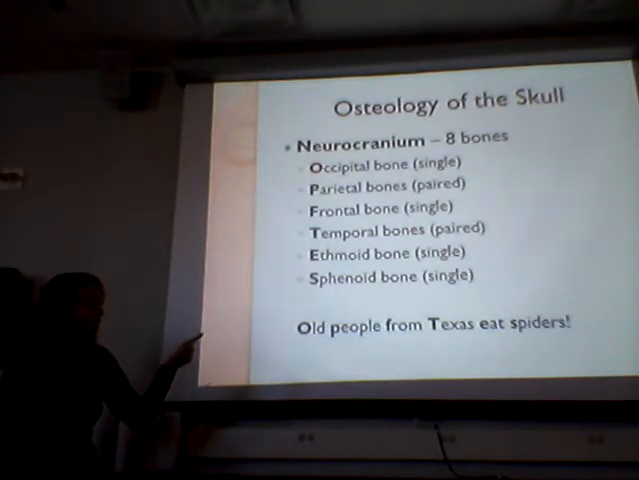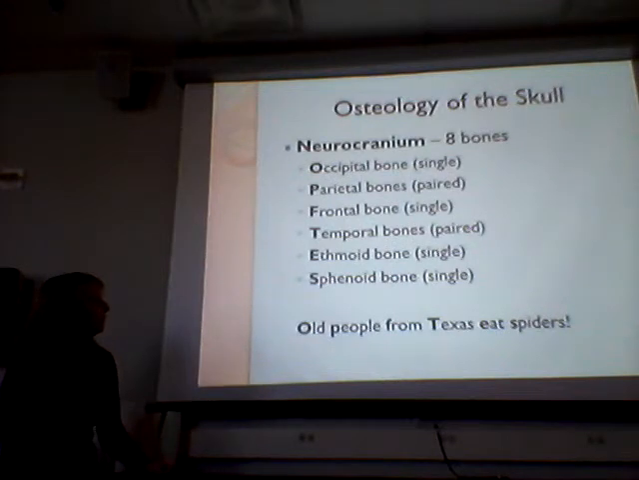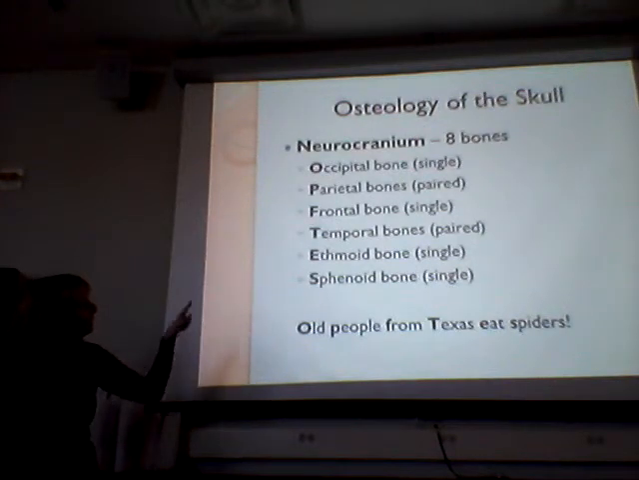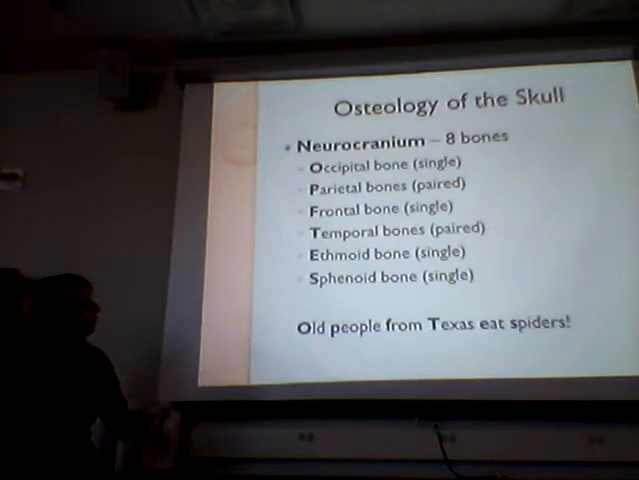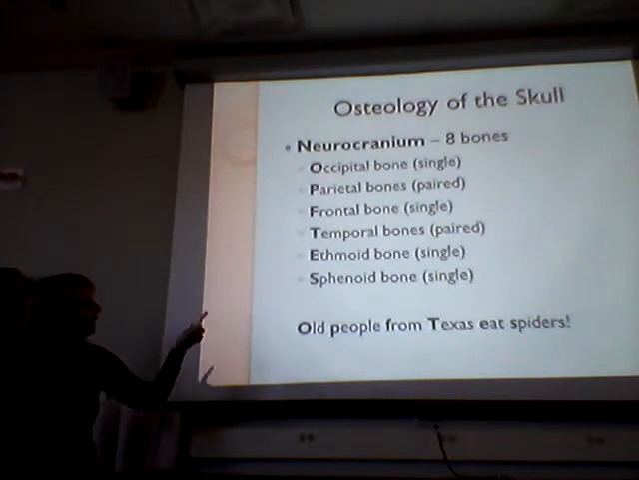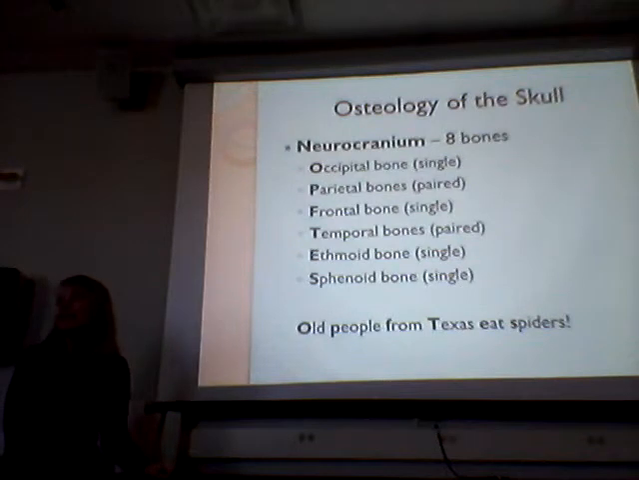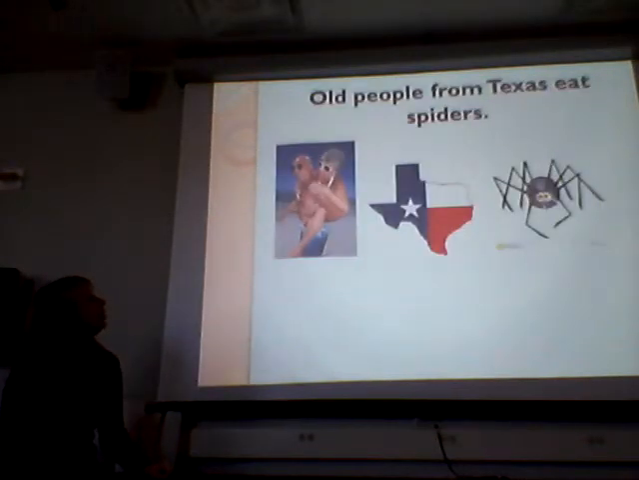Here's a mnemonic to help you memorize the bones of the neurocranium. Old people from Texas eat spiders. So we've got the O for occipital, P, parietal, F, frontal, T, temporal, E, ethmoid, S, sphenoid. Old people from Texas eat spiders. Could have said sweet. Okay, old people from Texas eat spiders.